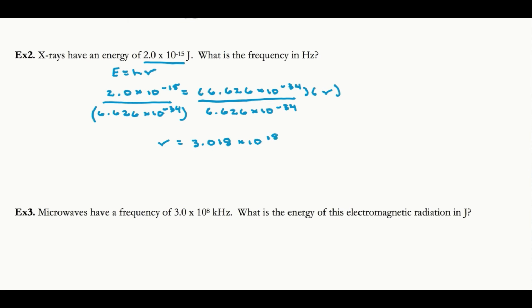Keep in mind, 2.0 has 2 sig figs. 6.626 has 1, 2, 3, 4 sig figs. So I want a total of 2 sig figs, 1, 2. So this is going to round to 3.0 times 10 to the 18th. And keep in mind my units for frequency are going to be seconds to the negative 1 or hertz.